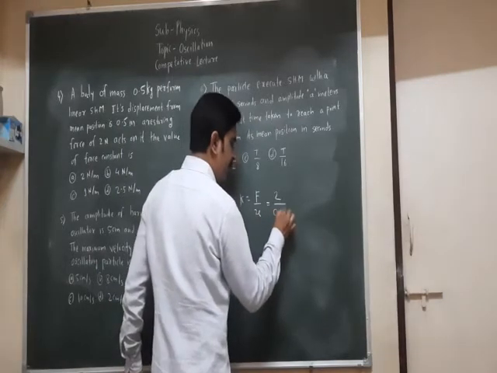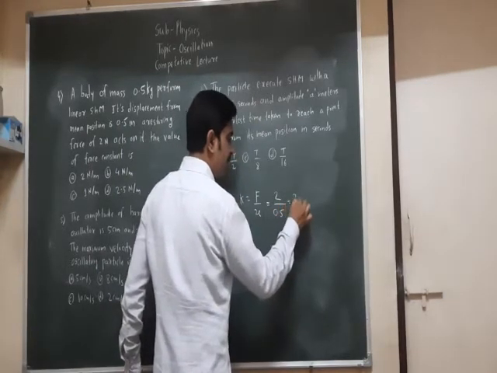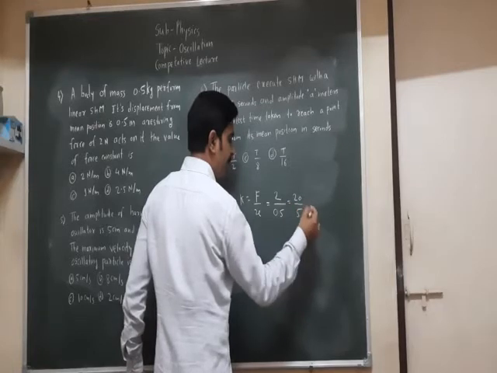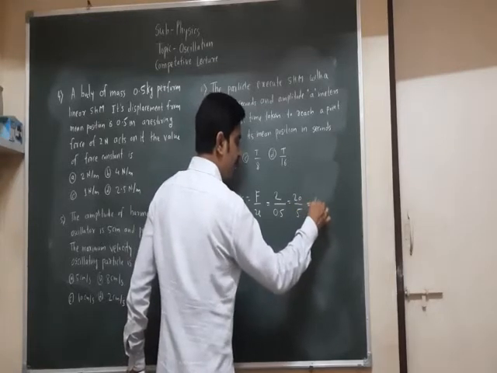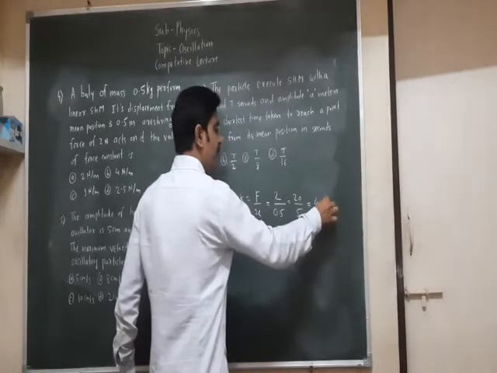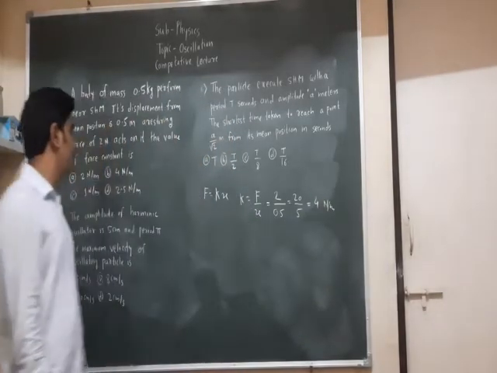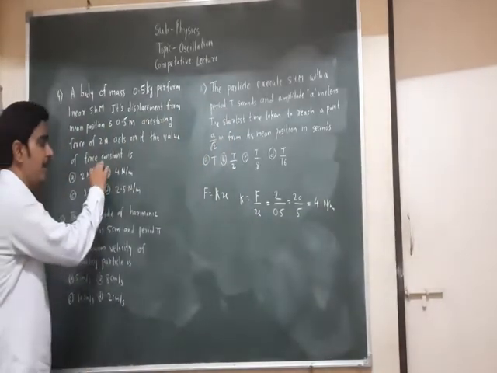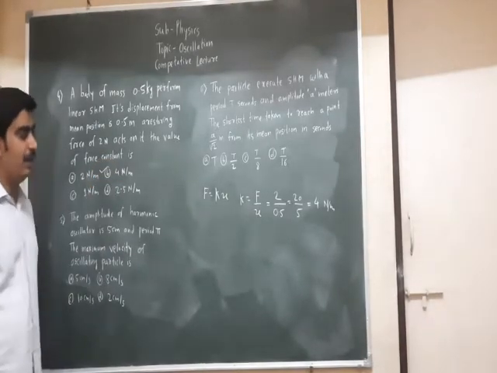So if we multiply the numerator and the denominator, we are getting 20 upon 5. So 5 4s are 20. So the force constant will have the value 4 Newton per meter. So option number B will be the correct one.